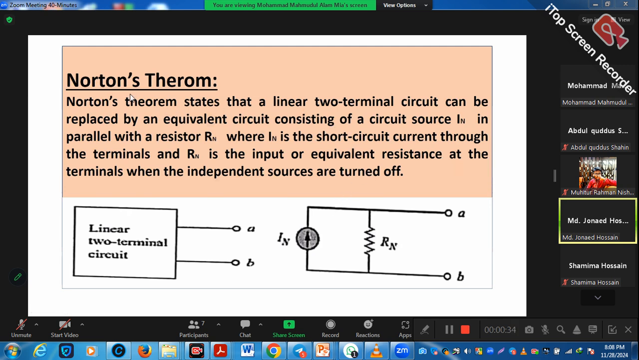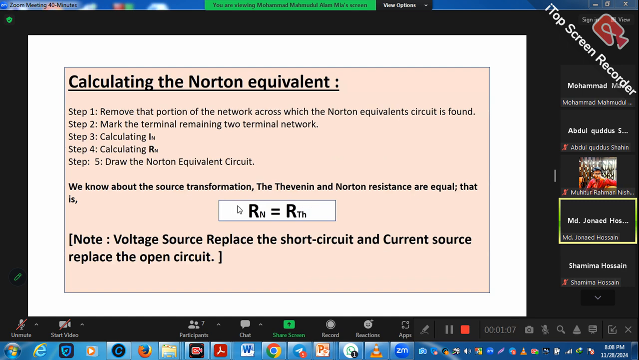Now I want to discuss the Norton theorem. First of all, what is the Norton theorem? A linear two-terminal circuit can be replaced by an equivalent circuit consisting of a current source IN in parallel with a resistor RN, where IN is the short circuit current through the terminal and RN is the input or equivalent resistance at the terminal when the independent sources are turned off. Here I show these two circuits.